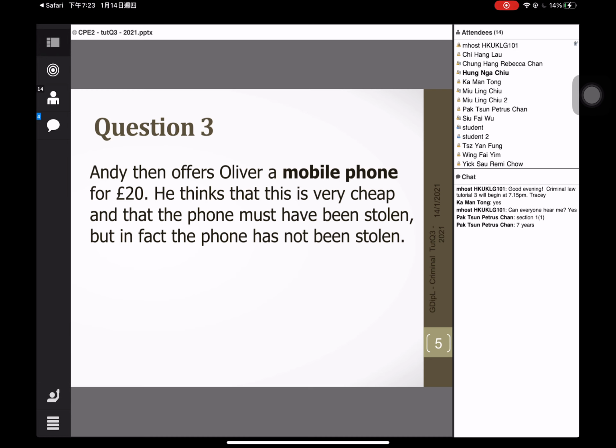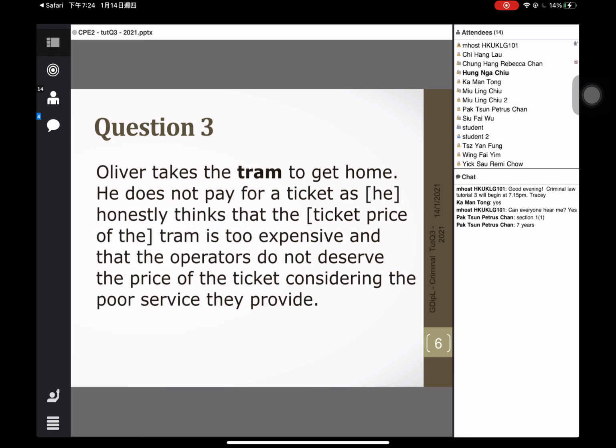So I will mention the handling and attempting to handle stolen goods, depending on whether the prosecution can prove the phone was stolen or not. But don't worry about that too much, because it's just a mention point, because you're not going to be examined on that particular point.